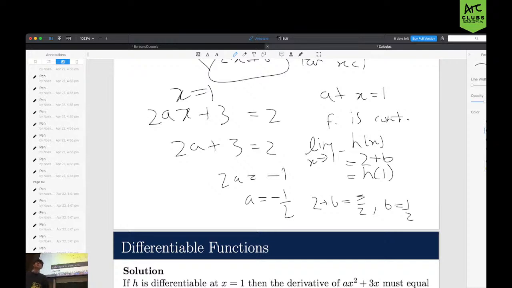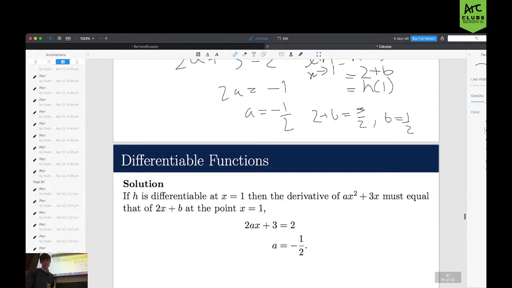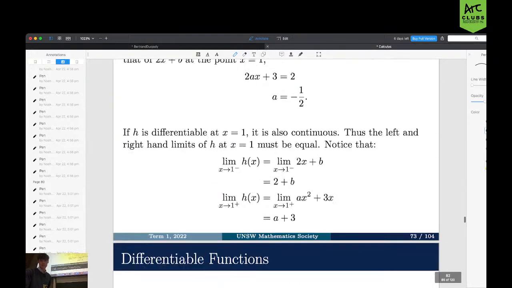Any questions here? Nope. Yeah. So this is the solution. I've written it up in LaTeX. It's nice.